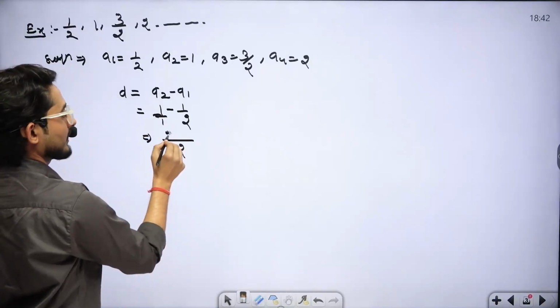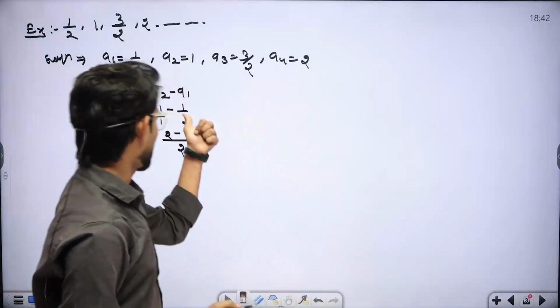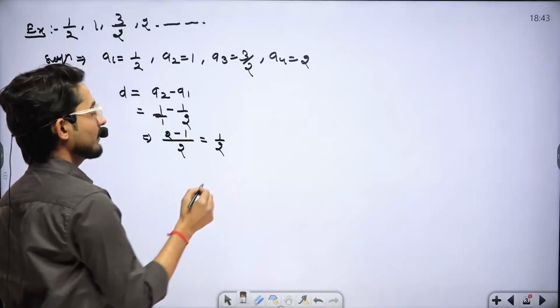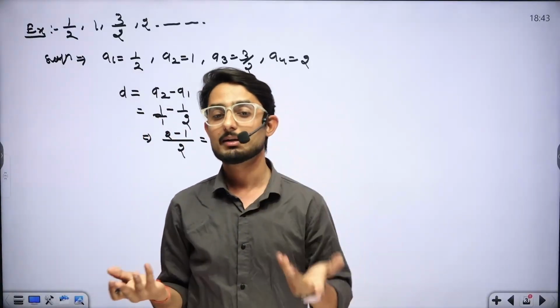And 2 into 1, you will get 2. Minus, when you divide 2 by 2, you will get 1. And when you multiply 1 by 1, you will get 1. 2 minus 1, you will get 1 by 2. Or in a simple way, you can subtract this way: you have one number and you subtract half of it, you will get half.